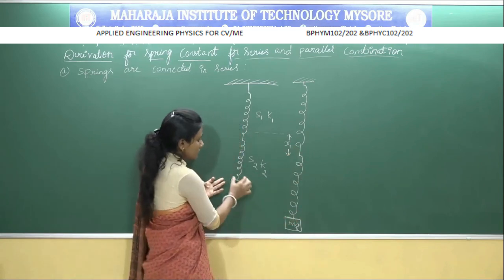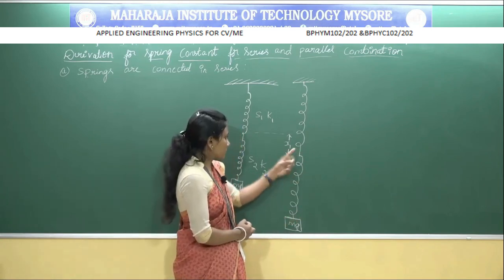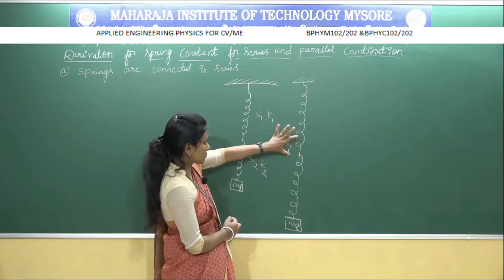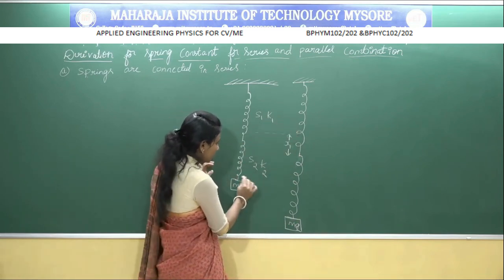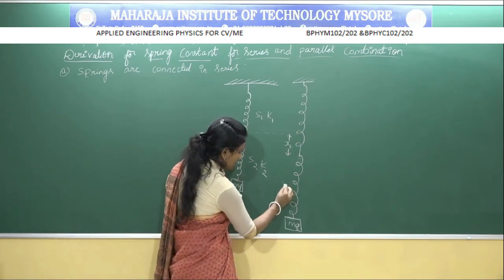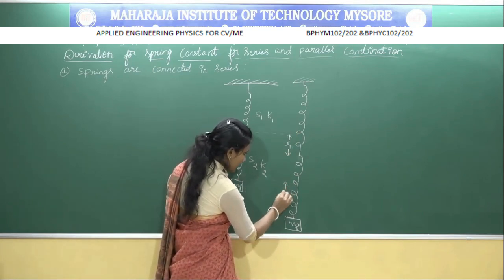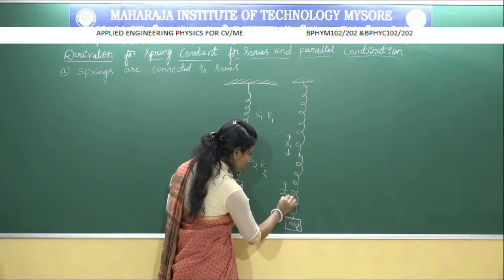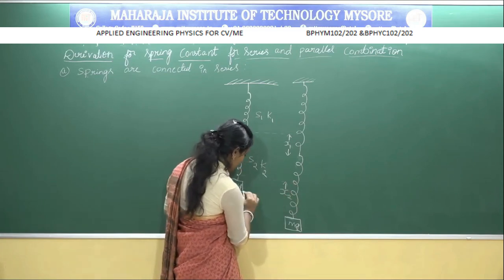And for spring 1, what is the displacement? It is elongating, so that we can consider here. And for spring 2, what is the displacement? That will be x2, up to here.